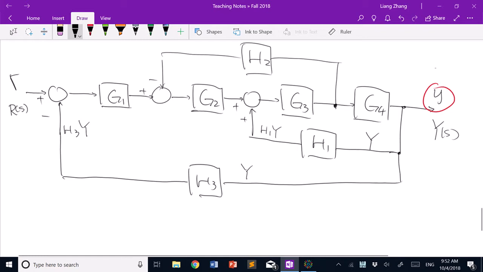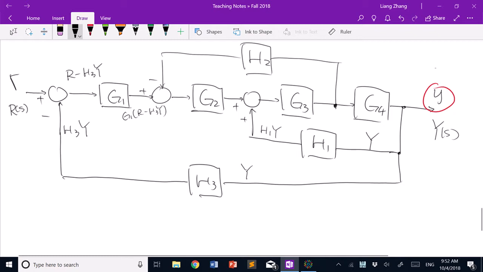And then we can continue with all this discussion. Here will be our R minus H3Y. This is the error signal, sort of. This will be the input to the G1 block. And of course, here will be G1 times (R minus H3Y). This is the output of the G1 block.